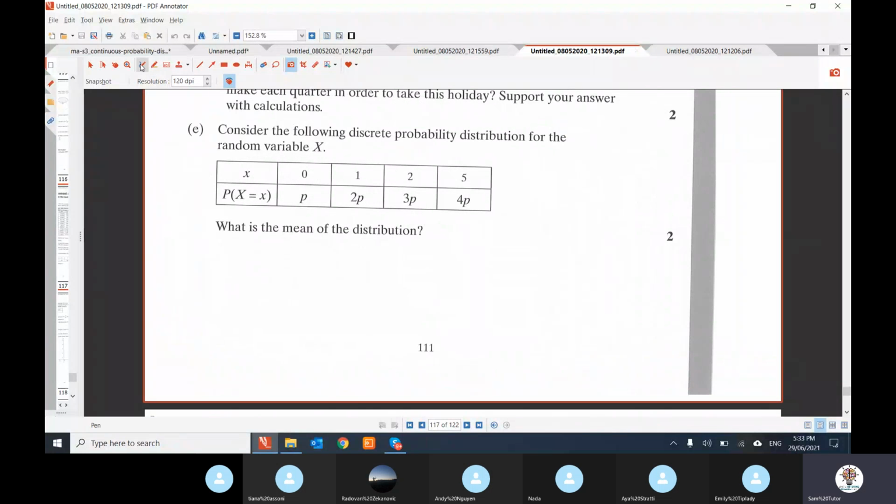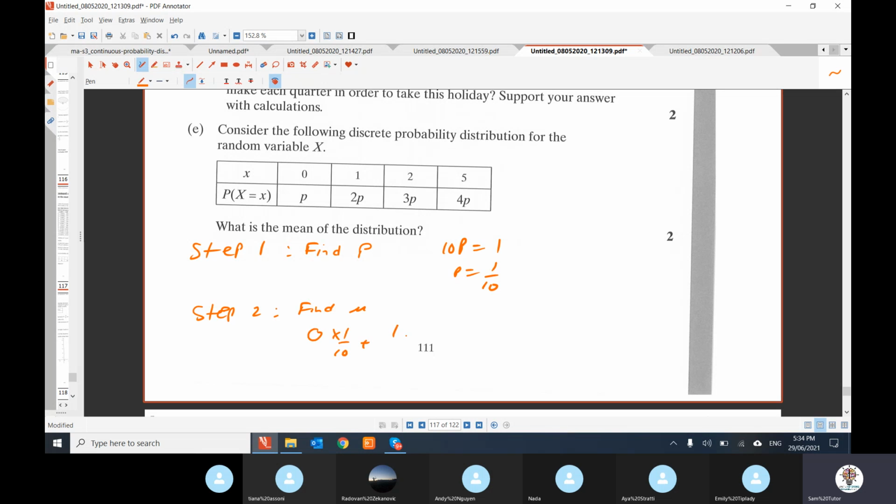All right. Well, step 1. What is the mean of the distribution? What would be step 1 though? Find P. So you do P plus 2P plus 3P plus 4P equals 1. 10P equals 1, so P equals 1 over 10. And then obviously step 2, find mu. That's 0 times 1 over 10 plus 1 times 2 over 10 plus 2 times 3 over 10 plus 5 times 4 over 10. I know that's easy. I'm moving on.